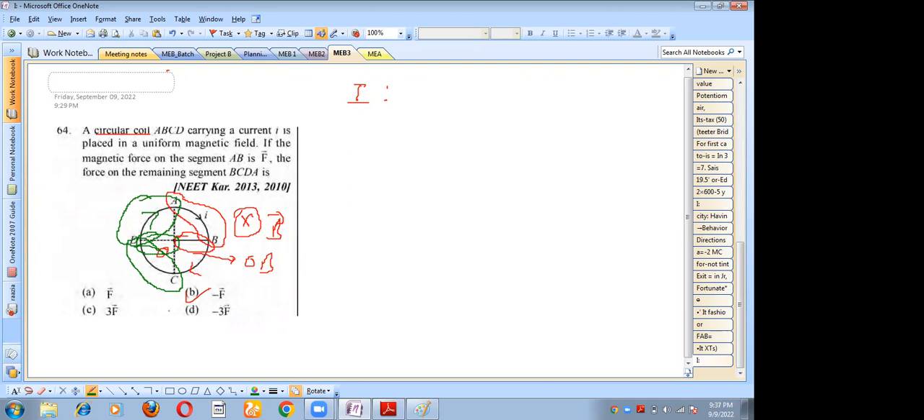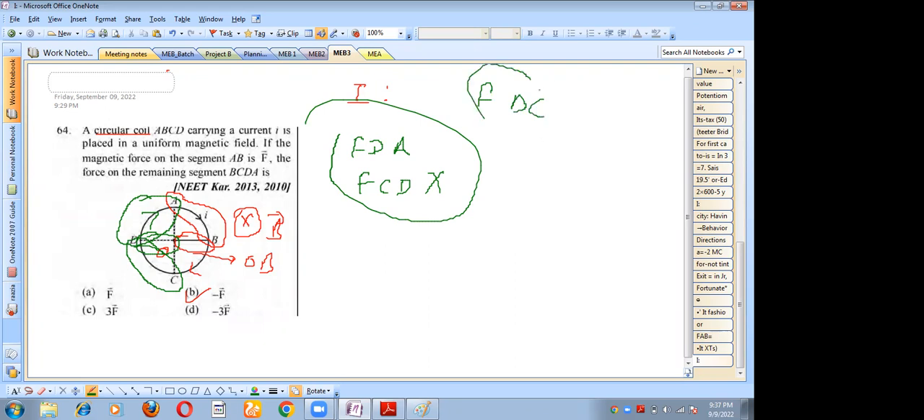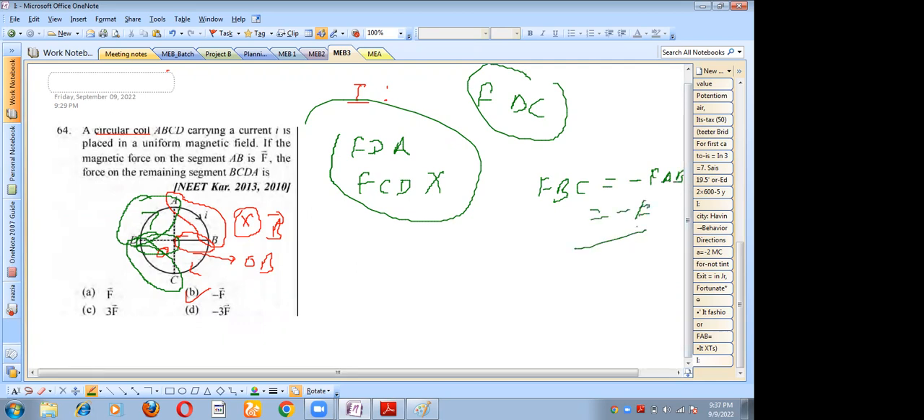So both will cancel out: the force on DA and the force on CD will be cancelled out, right? So the forces on these will be ruled out. The only remaining force we have to find is from BC. And as in the previous example, the currents in both are in opposite directions if we take the displacement length. So the force on BC should be equal and opposite to the force on AB. It means that it should be equal to minus F.